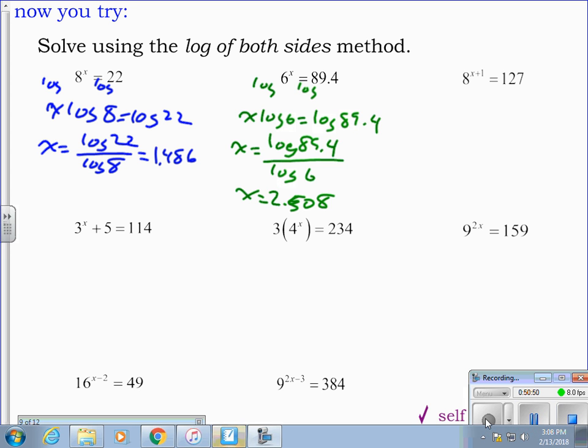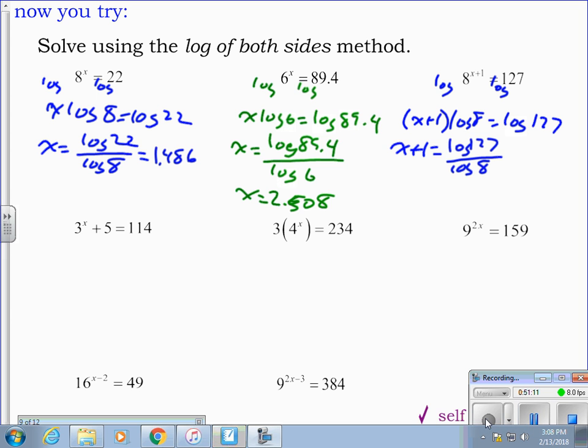Last one, same thing. Take the log of both sides. Log, bring the x plus 1 down, x plus 1 log of 8 equals the log of 127. Divide both sides by the log of 8. X plus 1 equals the log of 127 divided by the log of 8. Subtract 1. X equals the log of 127 divided by the log of 8 minus 1. Log of 127 divided by log 8 minus 1 equals 1.330, rounding it off.